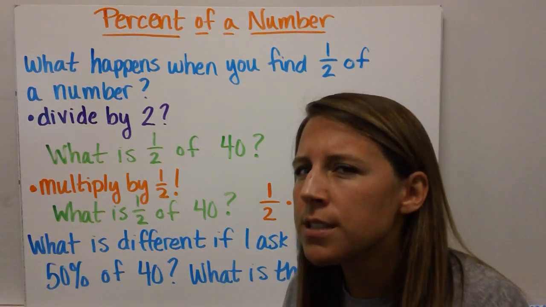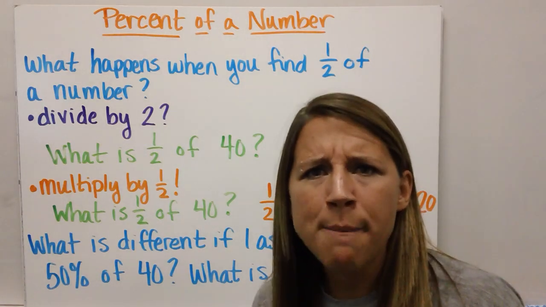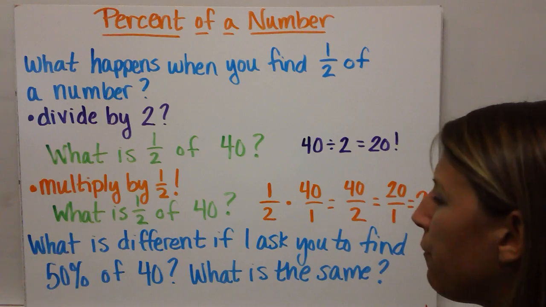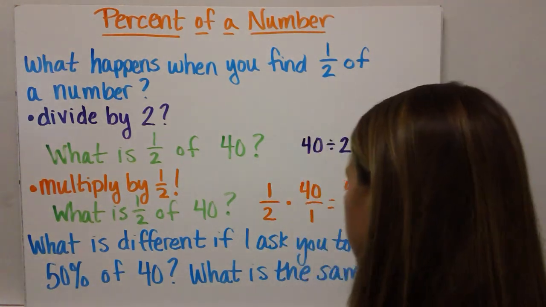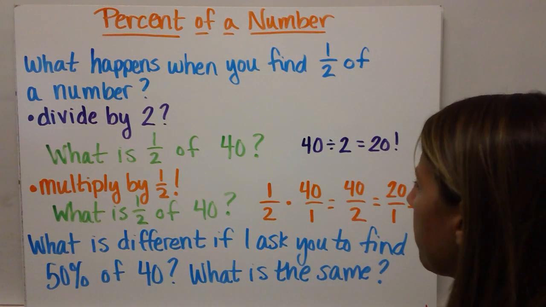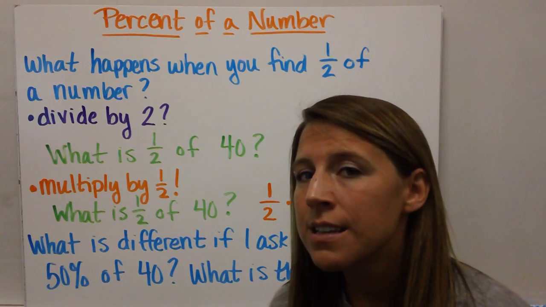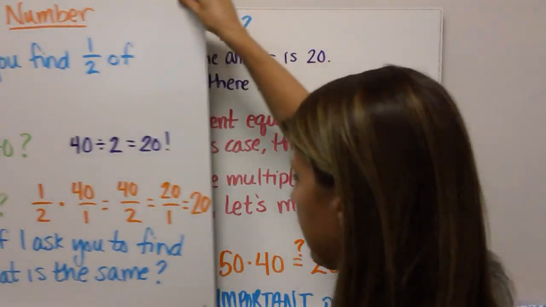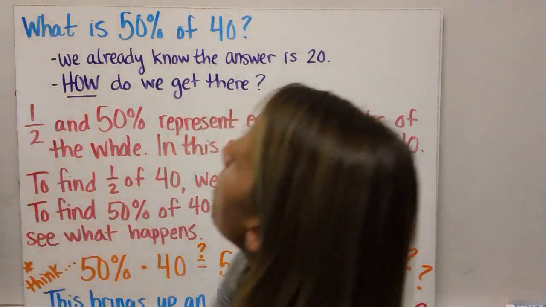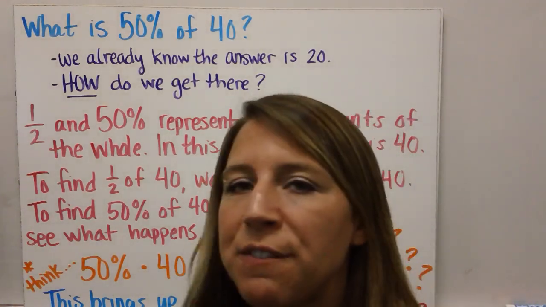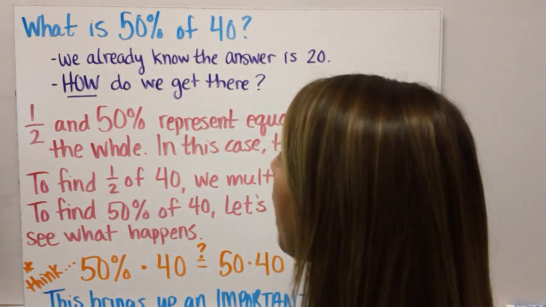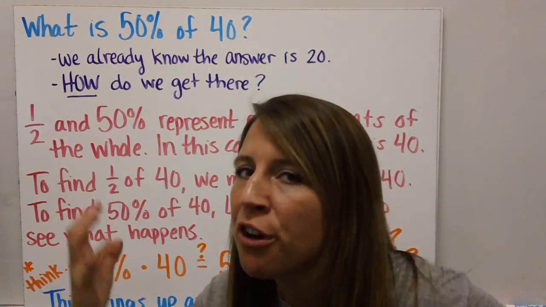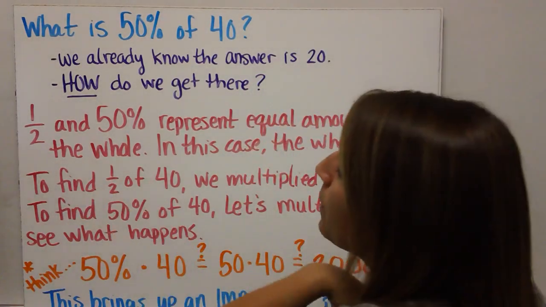So keep that in mind. Half of a number, I multiply by 1/2 to get that solution. Well, what's the difference if I ask you to find 50% of 40? What's the same about it? Is 50% equivalent to 1/2? Yeah. So if I ask you, what is 50% of 40? We already know that the answer is 20, because we know that 50% and 1/2 are equivalent parts of wholes. But how do we get there?